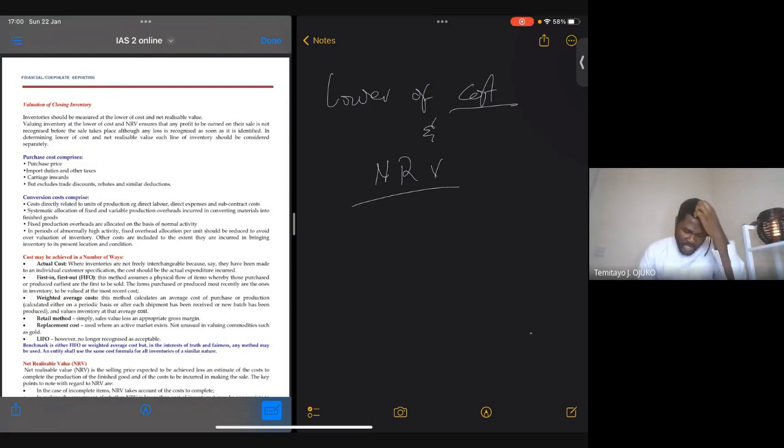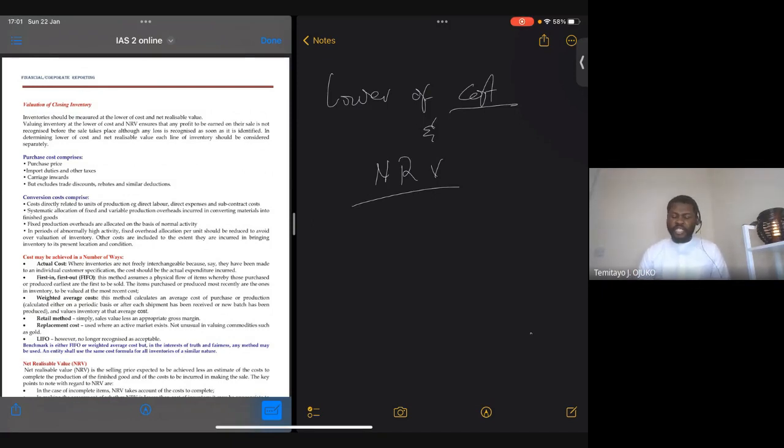Okay. Although any loss is recognized as soon as it is identified. Don't forget the prudence concept. Early on in our understanding of accounting, you've looked at the prudence concept where you have to recognize loss as soon as you make them and not recognize profits until they are realized. Loss as soon as it is identified, profit not until it is realized. Okay, so that is the principle behind IAS 2 valuation.